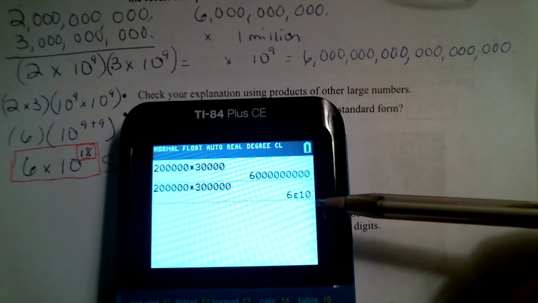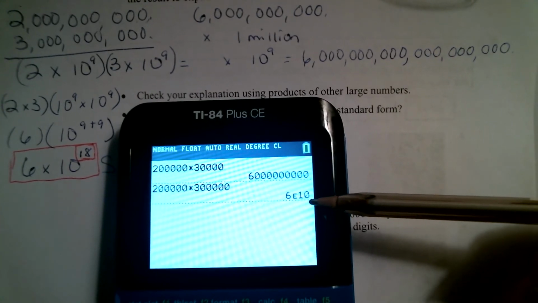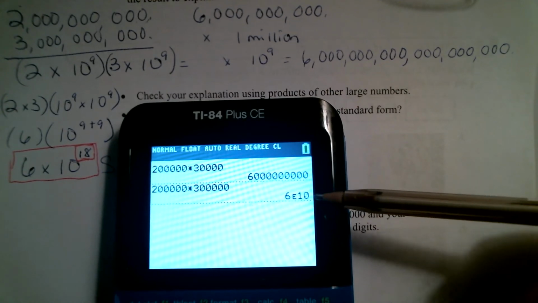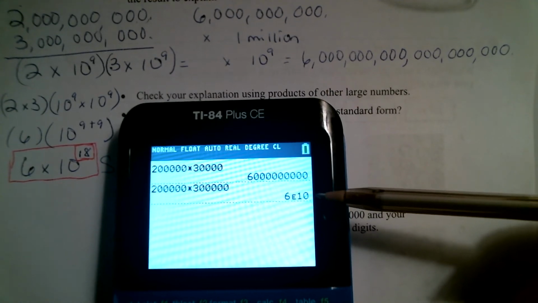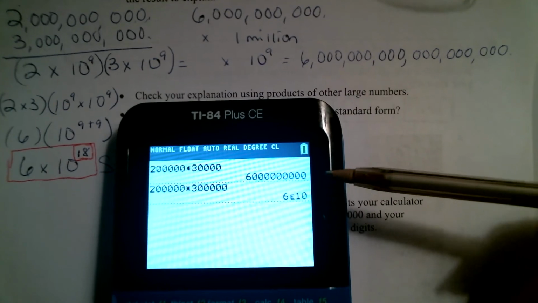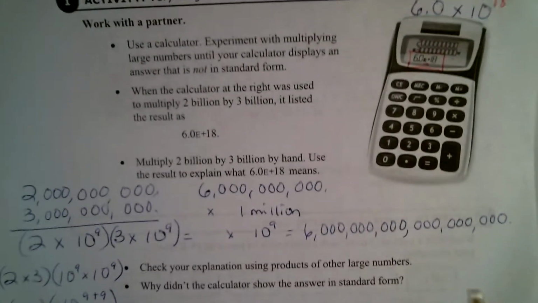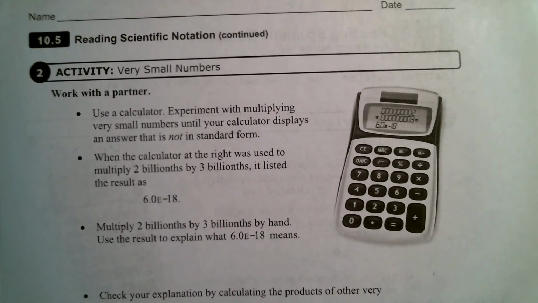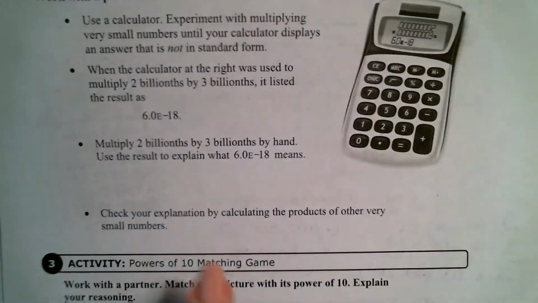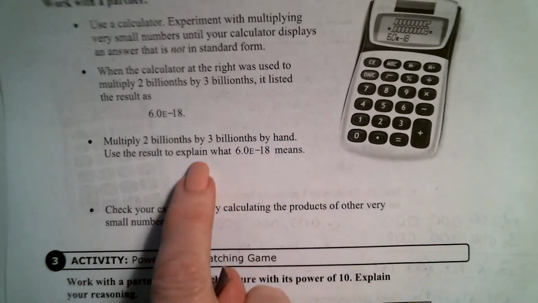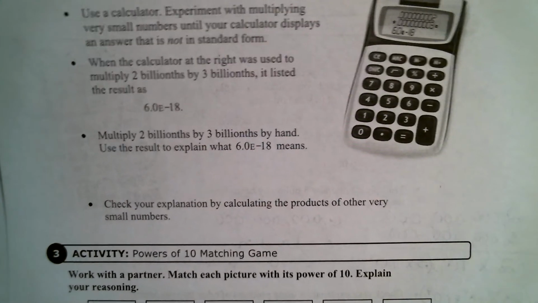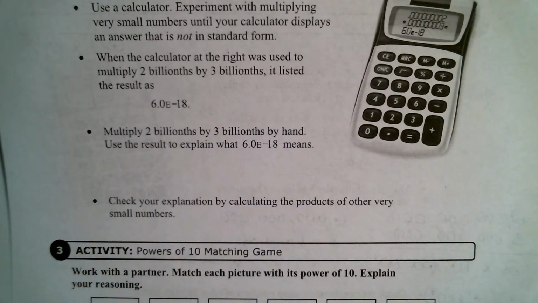This is 6 times 10 to the 10th power. So that's this digit and that many more zeros, so that's too many, right? So I'm only going to be able to show 10. Once I get beyond that, it's going to start writing in scientific notation, the calculator's version of scientific notation. So I'm going to turn this over. It's saying, well, let's multiply 2 billions by 3 billions, right? I'm just going to do that in my calculator instead of writing that out, okay?